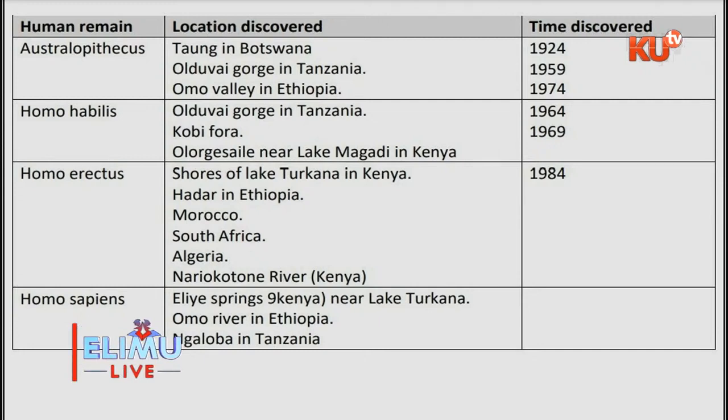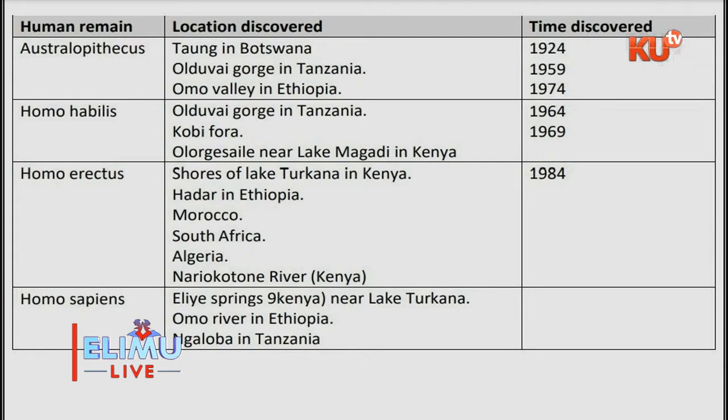Homo erectus: the remains of Homo erectus were discovered at the shores of Lake Turkana in Kenya in 1984. Then also Hadar in Ethiopia, Morocco, South Africa, Algeria, and Ariokotome in Kenya. Those are areas where the remains of Homo erectus were discovered.